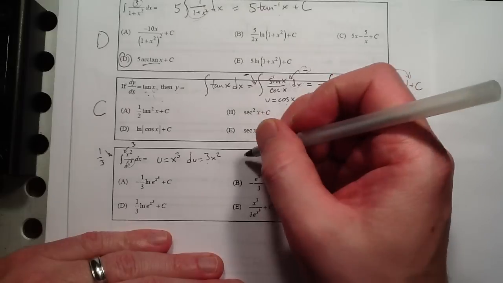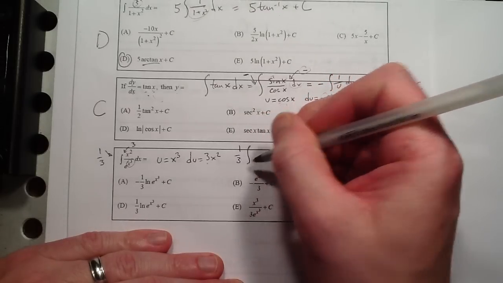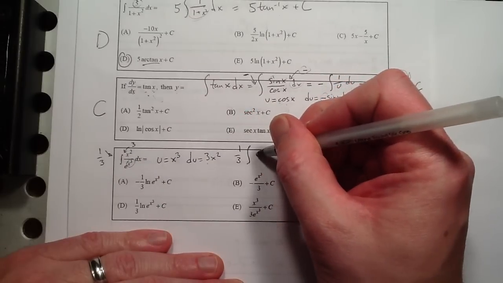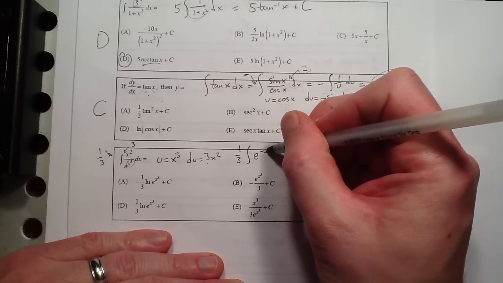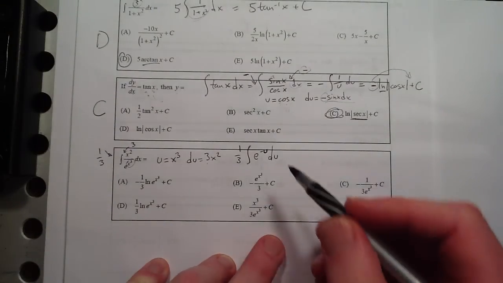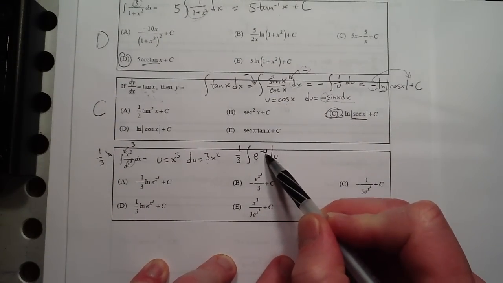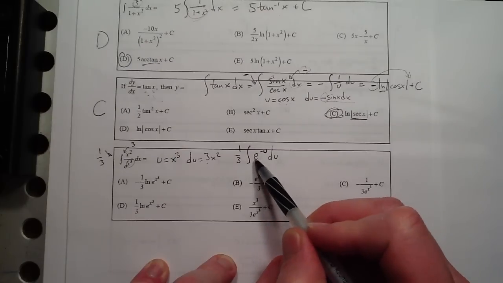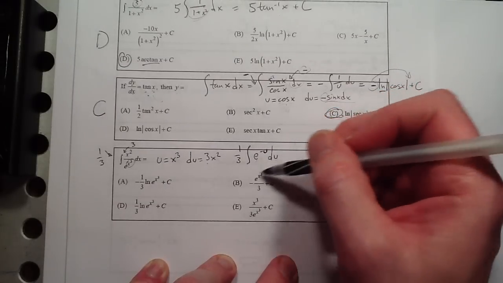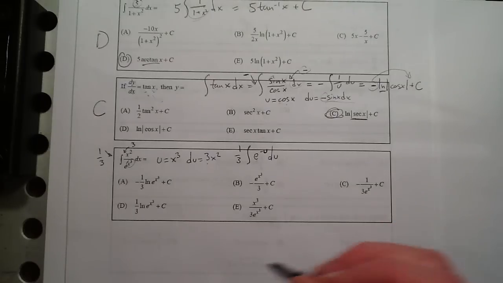So let's see what that looks like now. That's 1/3 with an antiderivative of 1 over e to the u, or e to the negative u du. Alright, now this is a little tricky. The antiderivative of e to the u would be e to the u, but the antiderivative of e to the negative u is... You could do another substitution here, but it's only this negative sign that we have to deal with. So think about this for a second.